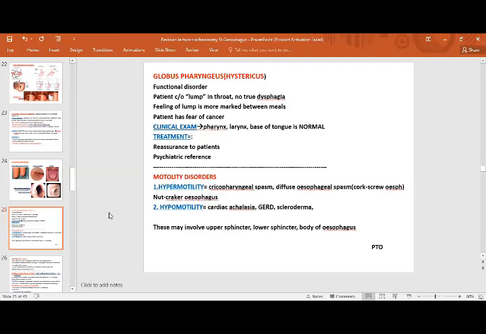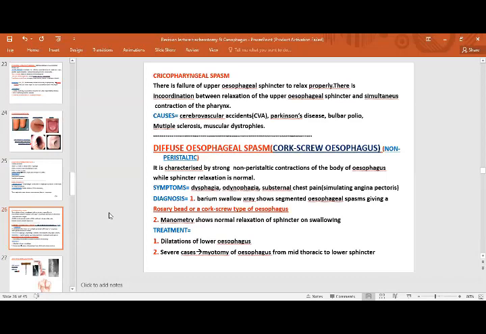And these involve sphincters. So one of the conditions is cricopharyngeal spasm. Basically, there is a failure of the upper esophageal sphincter to relax properly. You need to know this failure of the upper esophageal sphincter to relax, because this will give different symptoms to the patient. The presentation will be different. The underlying pathology is incoordination between relaxation of the upper esophageal sphincter and simultaneous contraction of the pharynx. Causes are CVA, Parkinson's disease, and multiple sclerosis.